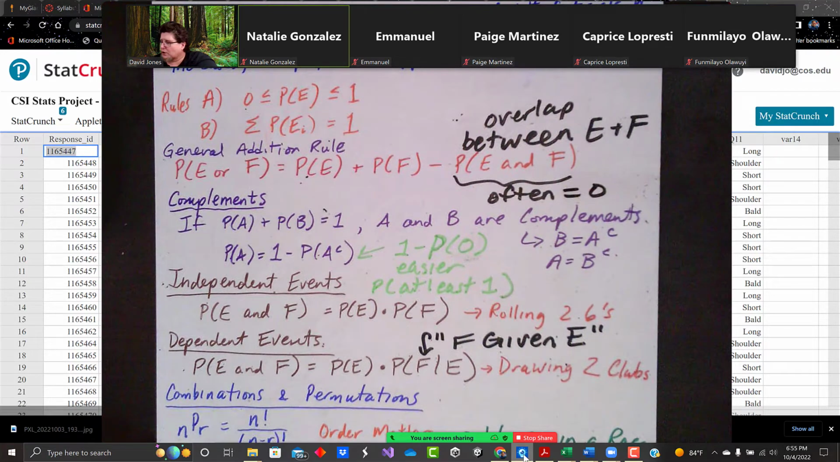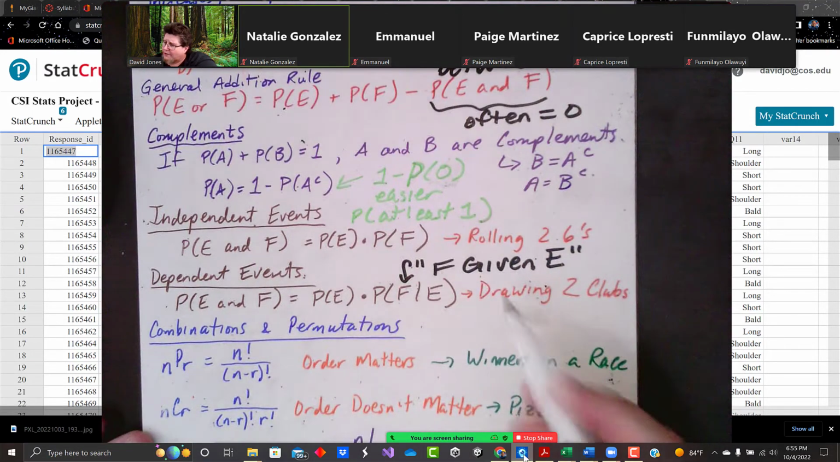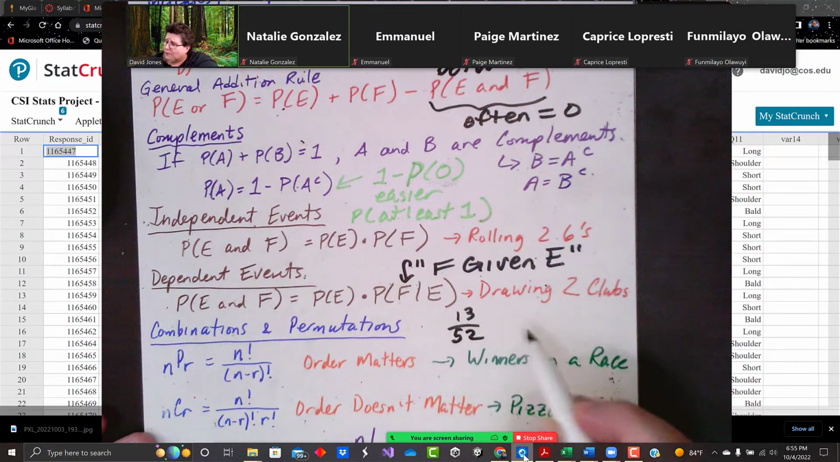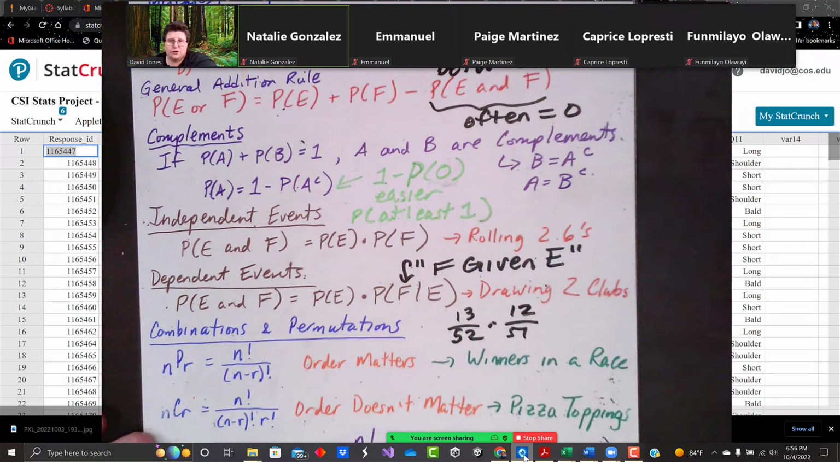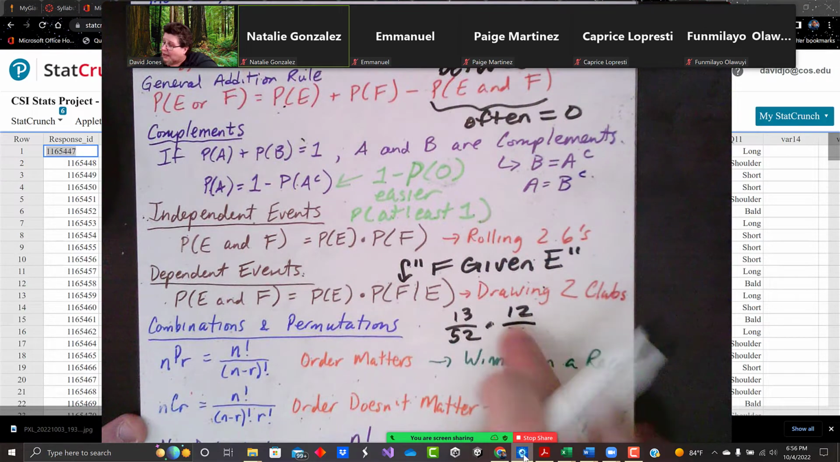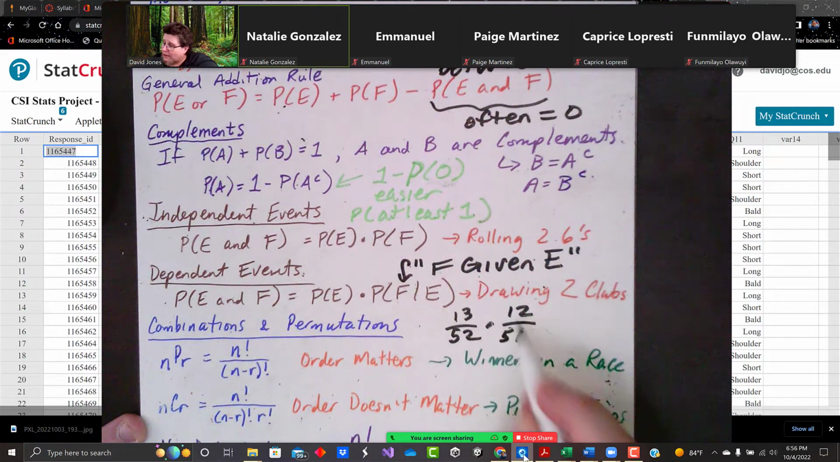Like drawing two clubs. The first club, there's 13 clubs out of 52. We draw the second one, there's only 51 cards left, and only 12 of them are clubs if we drew a club the first time. So a little reminder, maybe that should jog a memory of some of the problems that you did, where the numbers went down on top and bottom.